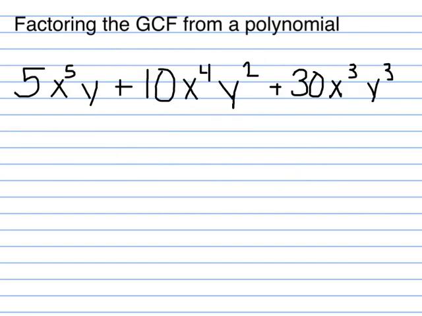Let's look at a little bit harder example of factoring the GCF out. Here we have 5x to the 5th y plus 10x to the 4th y squared plus 30x cubed y cubed. So I want to look at each individual component. We have the constants in front. We have our x values and our y values. Each term is combined together using multiplication. So that means that we can factor what we need to out.